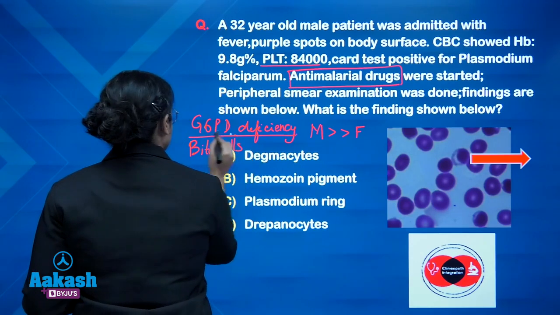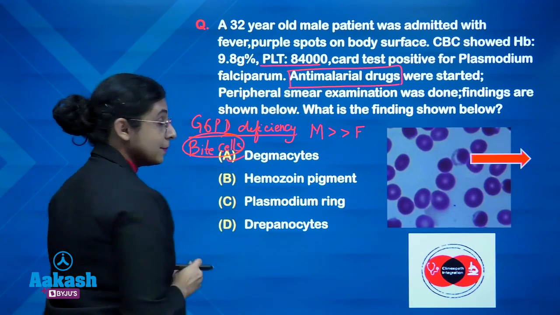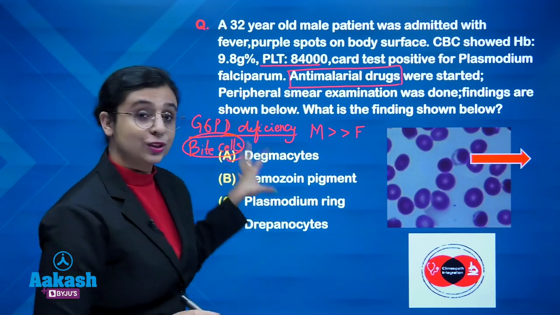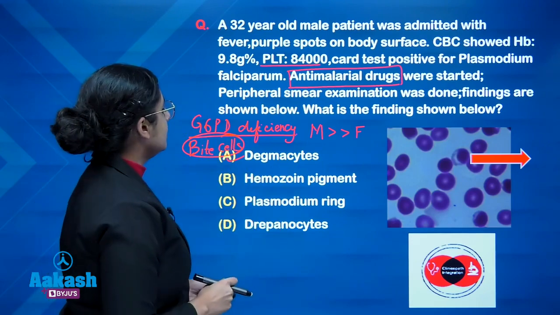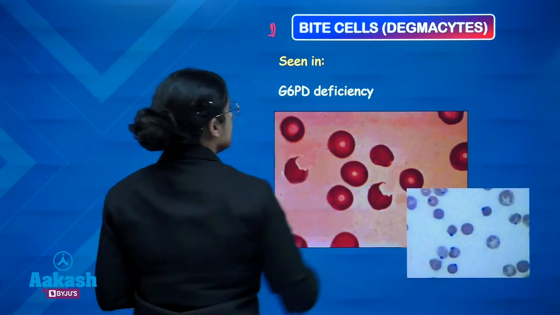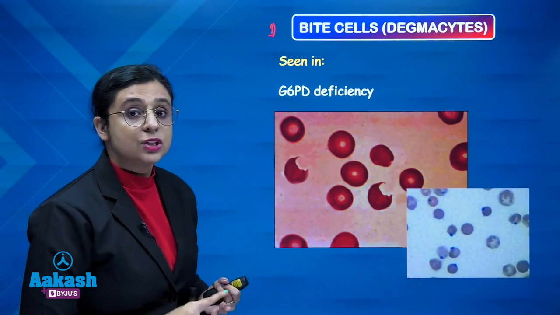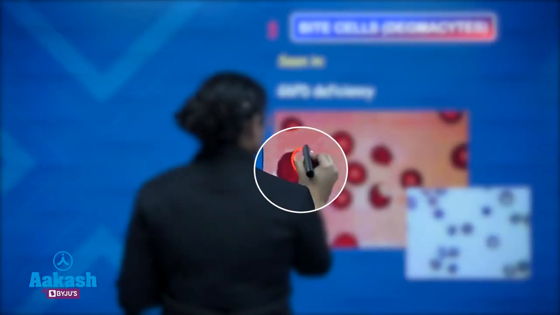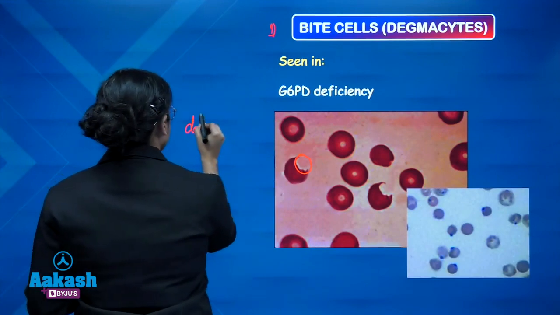What is the other name of bite cells? These are also called as degmacytes. Nowadays, they also ask you the other name for the variation in the shape of the RBCs. So I told you number 1, bite cells. These are also called as the degmacytes found in G6PD deficiency. Why do they look like this? It looks due to the dehemoglobinized area.